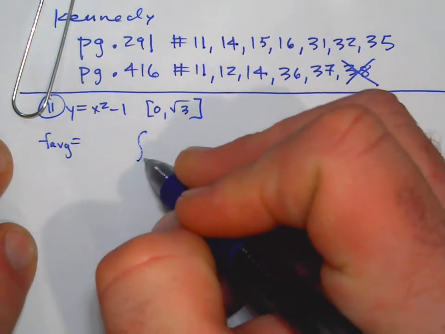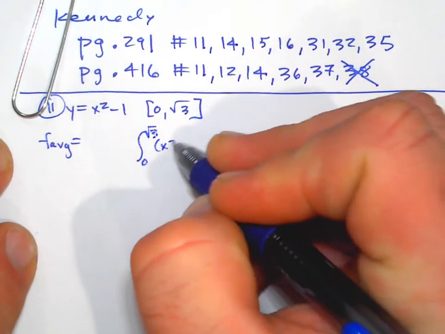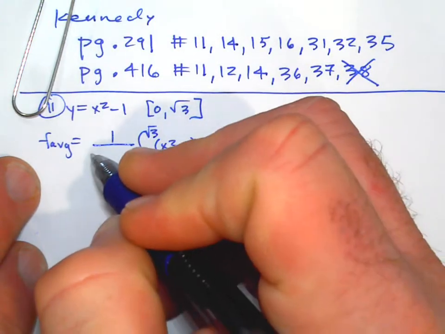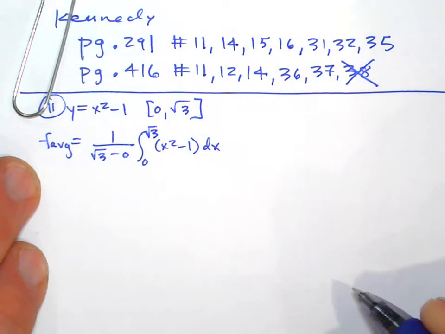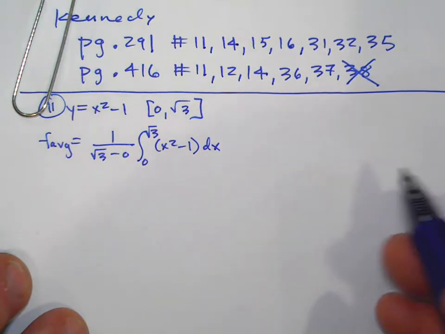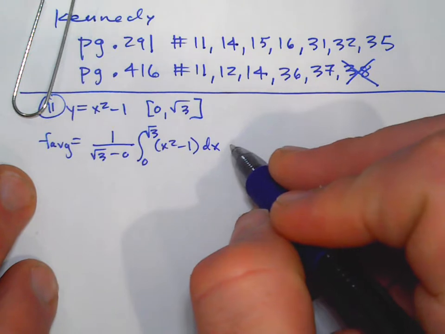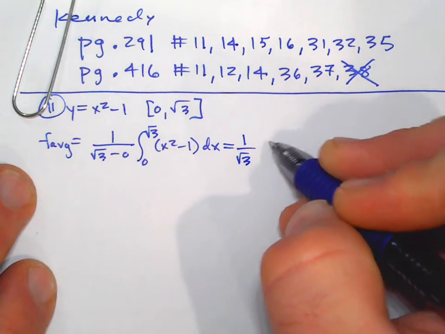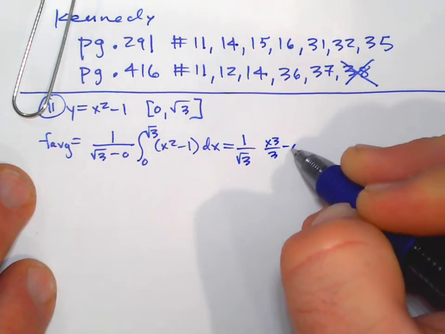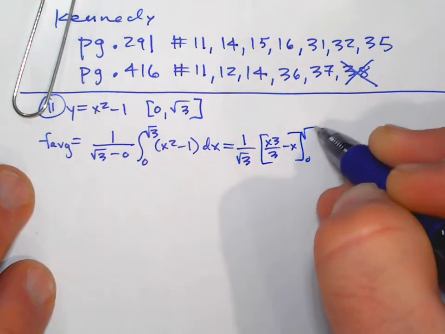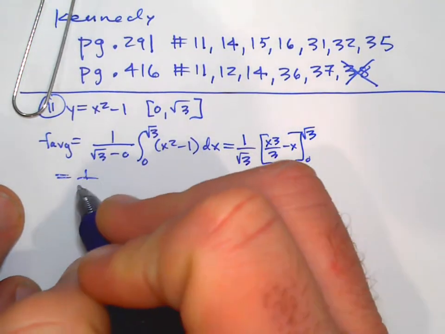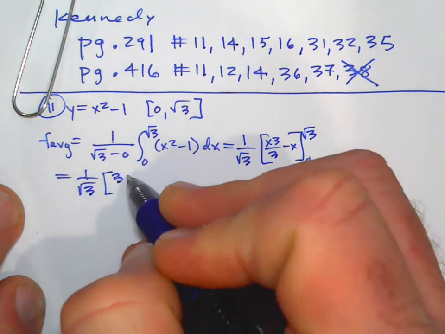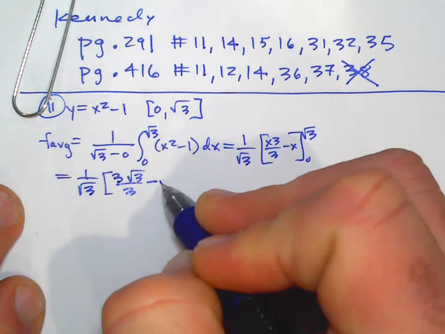So we're going to integrate, find the area under the curve, but then smooth it out. Now it's a rectangle. Divide by the base of the rectangle, the positive difference between the limits, and that should give you the height of the rectangle. So 1 over the square root of 3. The antiderivative is going to be x cubed over 3 minus x. So we're going to get 1 over root 3, 3 root 3 over 3 minus root 3.